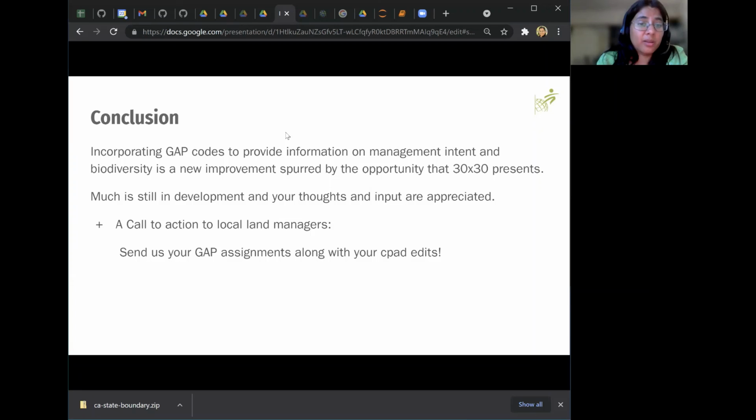Much of this is still in development, and your thoughts and input are appreciated. And I leave you with a call to action, especially to local land managers, to send us your gap assignments along with all your CPAD edits.